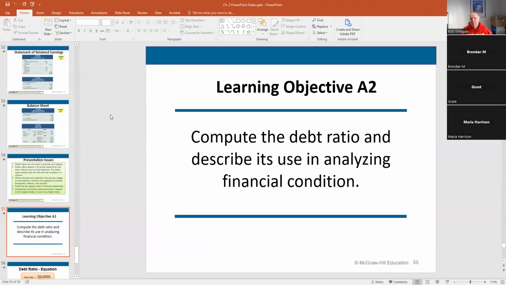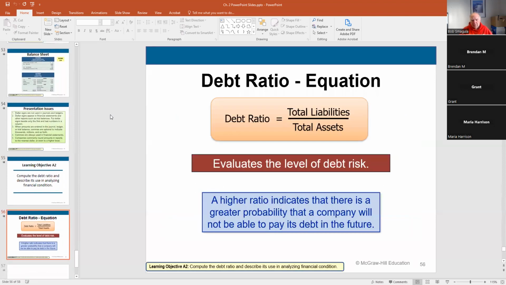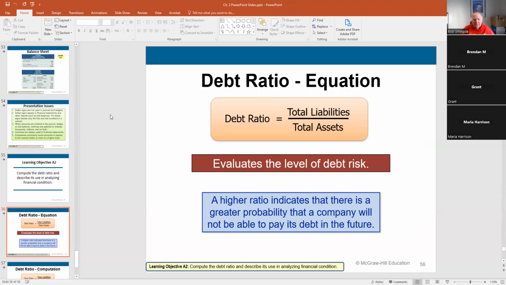And let's end up with one more metric. The debt ratio, called the debt to asset ratio. Total liabilities divided by total assets. A higher ratio indicates there's a greater probability that a company will not be able to pay its debt in the future. It evaluates the level of debt risk. So you like this number to be as low as possible without going super low for different reasons.